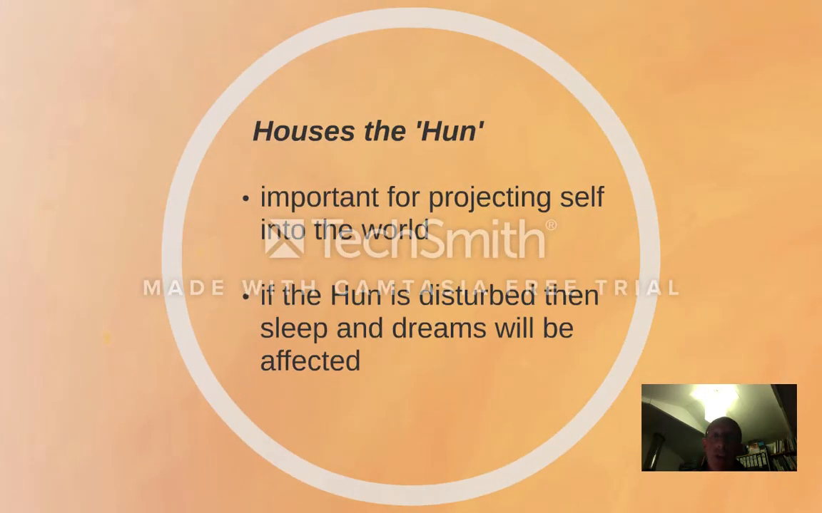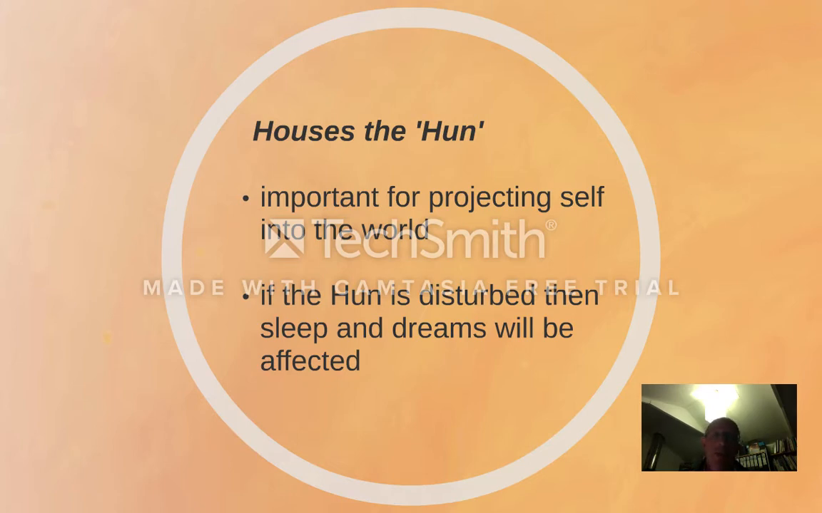Finally, the liver houses the hun. Now the hun in Chinese medicine is one of the emotional, spiritual aspects of a person that's really about their ability to project their self or ego into the world. And if the liver is afflicted, then this aspect of a person becomes compromised.